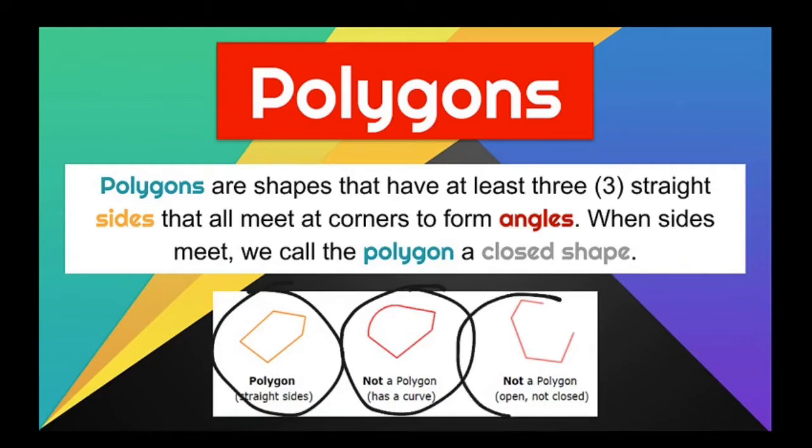This last one right here is not a polygon because it's not closed. It doesn't have all of the sides meeting at corners. And so it looks like things could get inside of it. It's opened, okay?